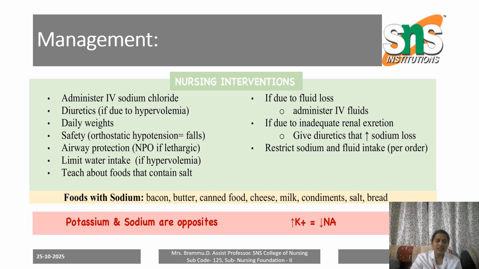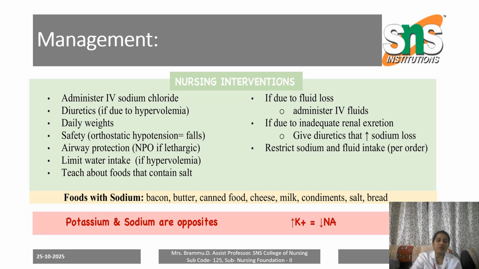So last but not the least, coming to the management, in case of hyponatremia, we are going to start with IV infusions, start the diuretics if it is due to hypervolemia, daily weight can be done. Safety: orthostatic hypotension is high risk, so prevention of falls must be in place for the patient by using the Morse Fall Risk Assessment tool. And then you can start IV protection in case the patient is NPO and looking very lethargic, in order to prevent respiratory arrest. Then you can limit the water intake if they are hypervolemic and teach the foods that have salt content.